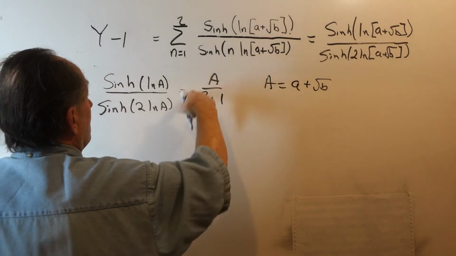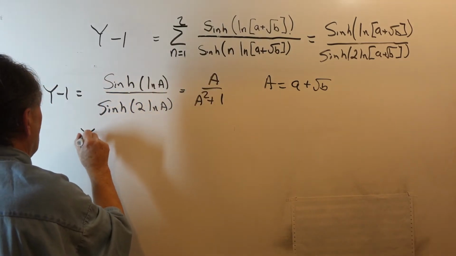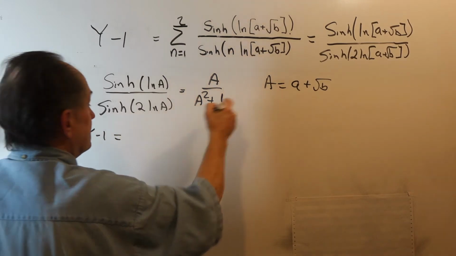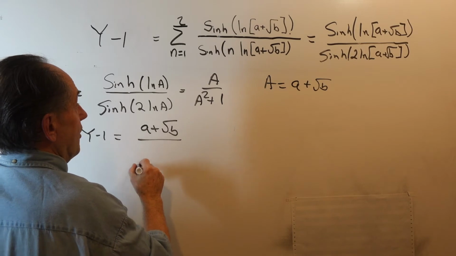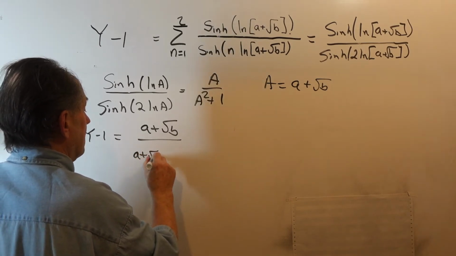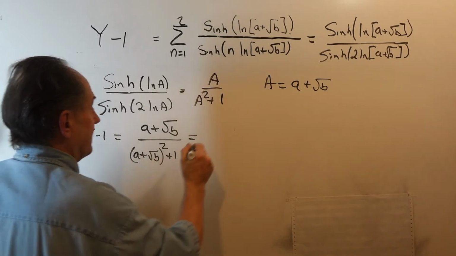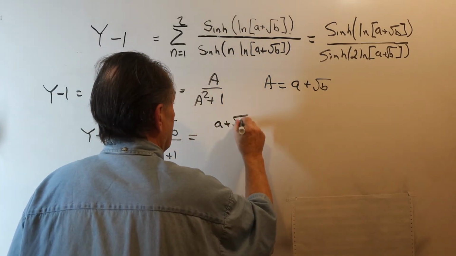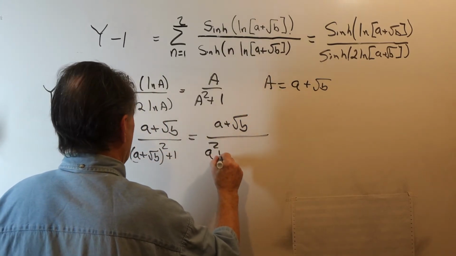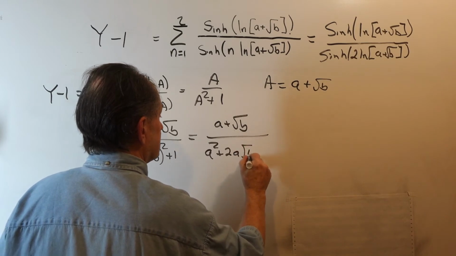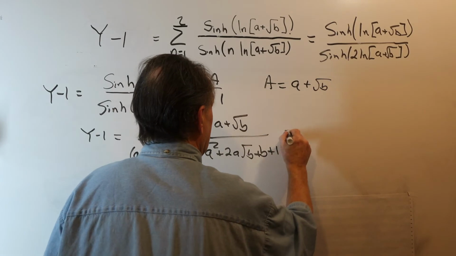So we're going to work on this. This is y minus 1. So y minus 1 will just be a plus square root of b over a plus the square root of b squared plus 1. So let's expand the denominator out. We have a plus the square root of little b. This is a squared plus 2a square root of little b plus b plus 1.